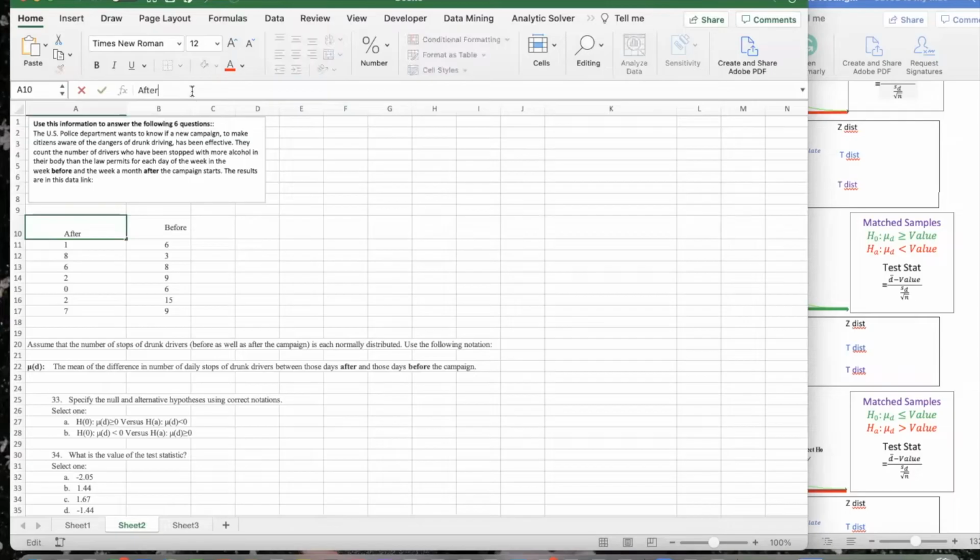So what I'm going to do is I'm just going to call after mu1 and I'm going to call before mu2. So we said that if the campaign has been effective, that means there are going to be less people driving drunk after than before. That means mu1 after should be less than mu2.